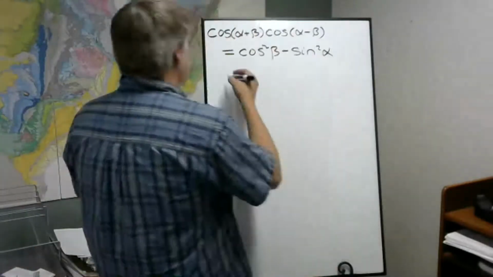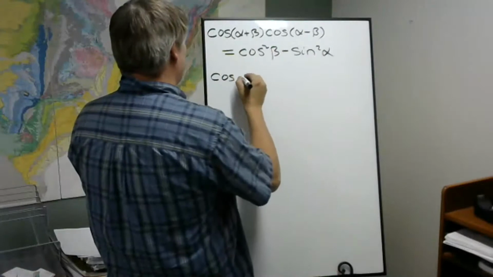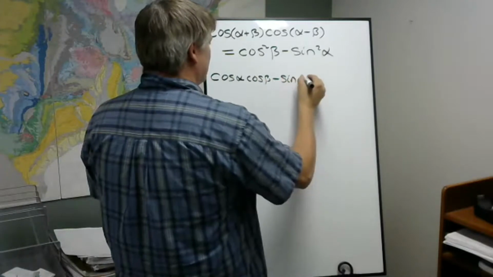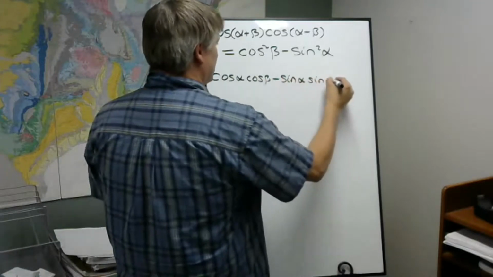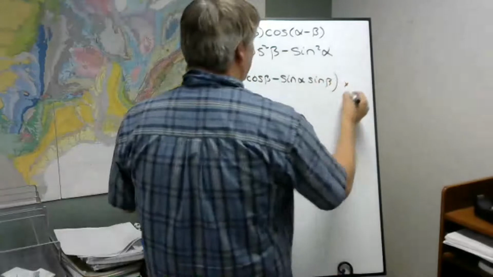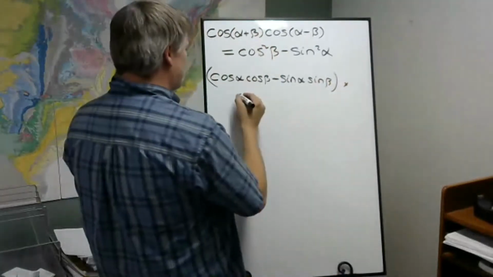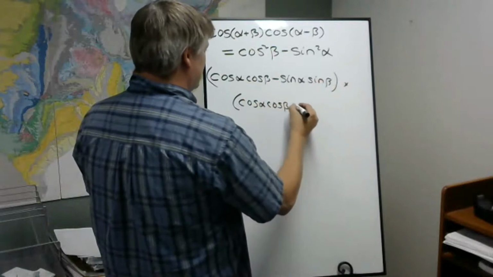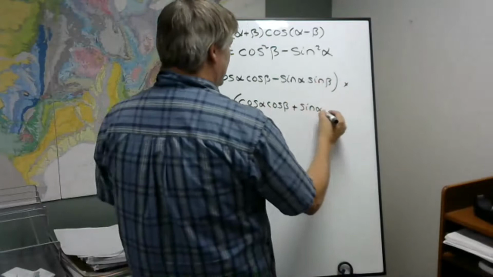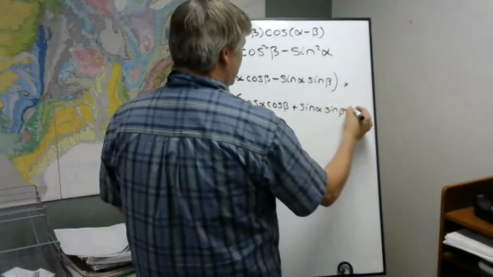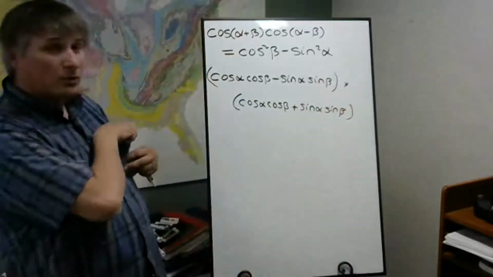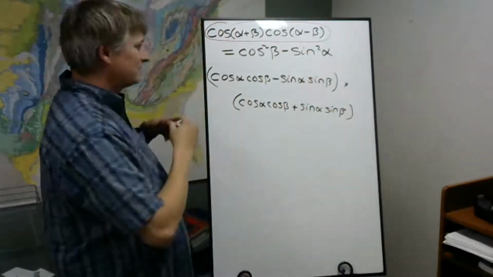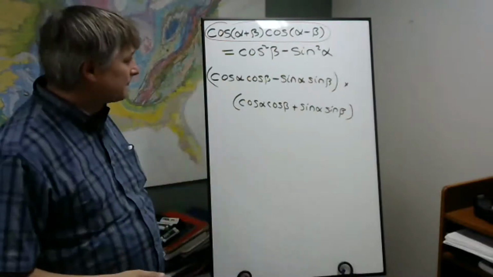So cosine alpha plus beta: cosine alpha, cosine beta, minus sine alpha, sine beta. Times, because we got a multiplication here, cosine alpha, cosine beta, plus sine alpha, sine beta. So I'm going to work with this left side or this top part here. So again, we're going to FOIL this.